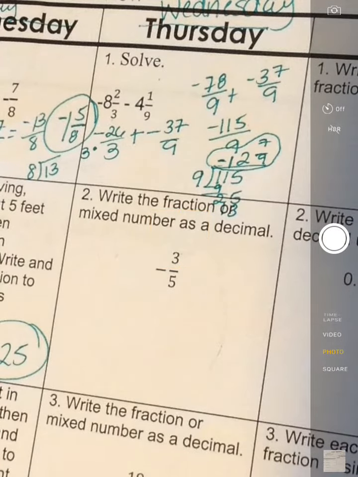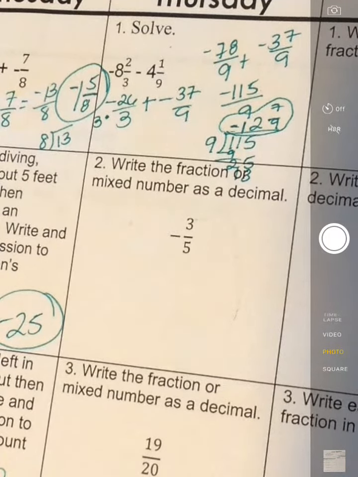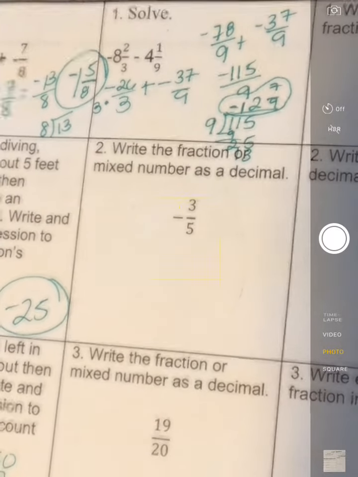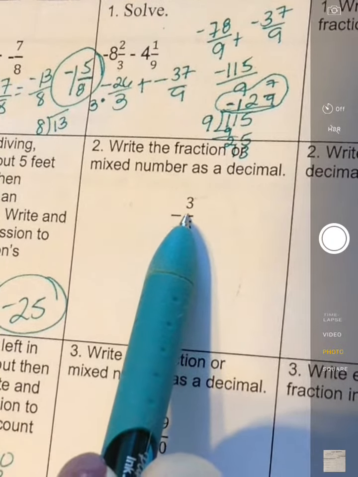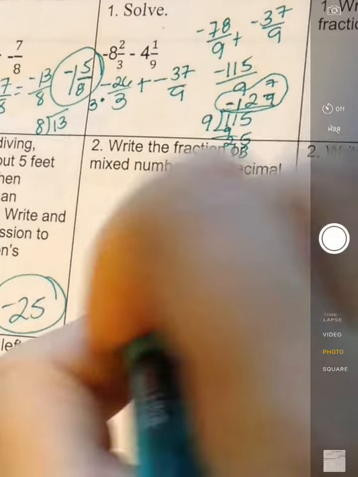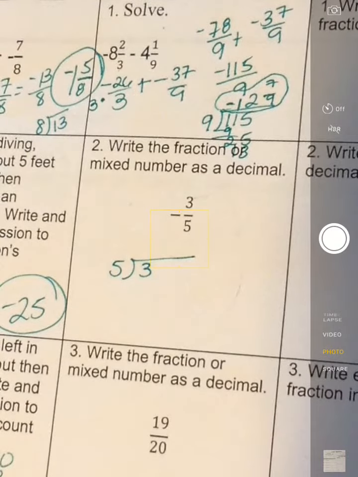Number 2 we haven't quite gotten into just yet, so I'm showing you now, but I wanted to give you guys a try. So make sure you're actually doing this one right now on your piece of paper. So in order to change this into a decimal, you simply do what the fraction bar states, which is divide. So I would put 5 on the outside, 3 on the inside.